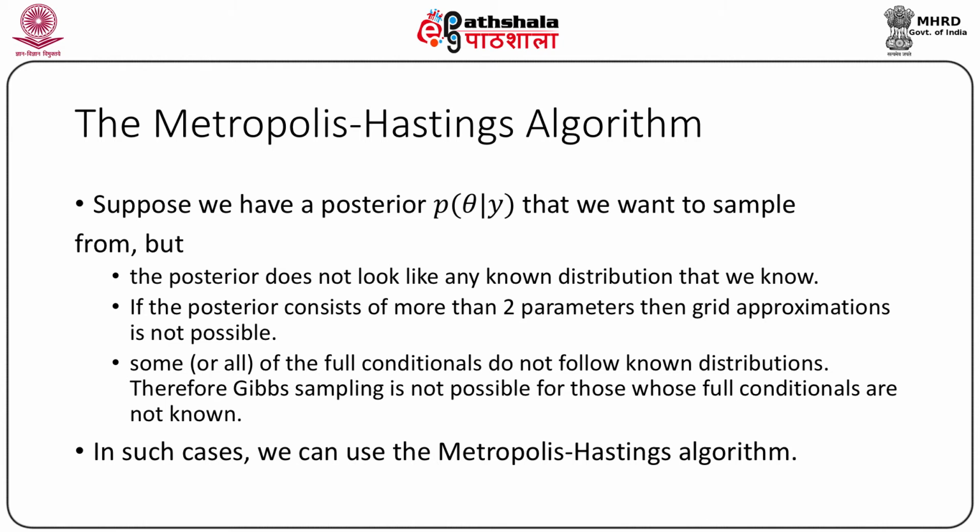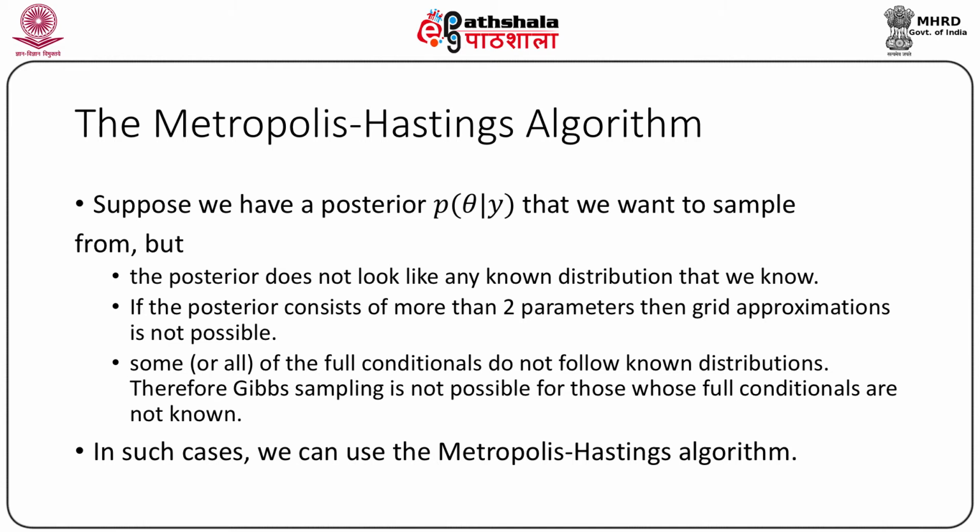Now we'll talk about another method where the complete conditionals are not in closed form, and therefore we have to use a special algorithm called the Metropolis-Hastings Algorithm. So let's describe this algorithm. Suppose we have a posterior distribution p of theta given y, where as usual theta is the parameter and y is the observation.